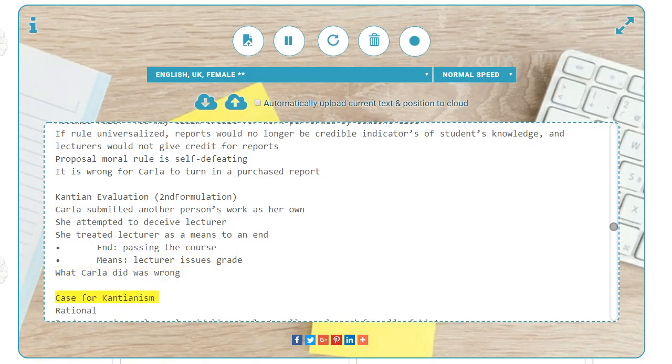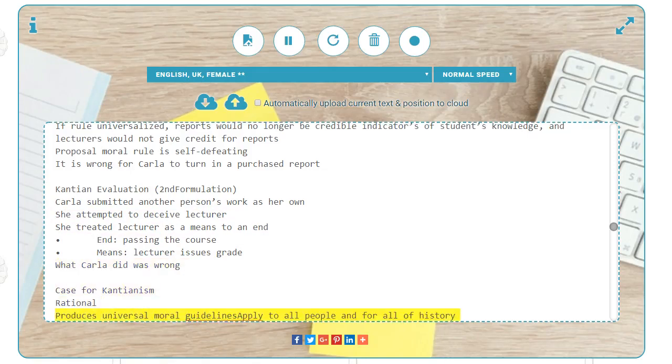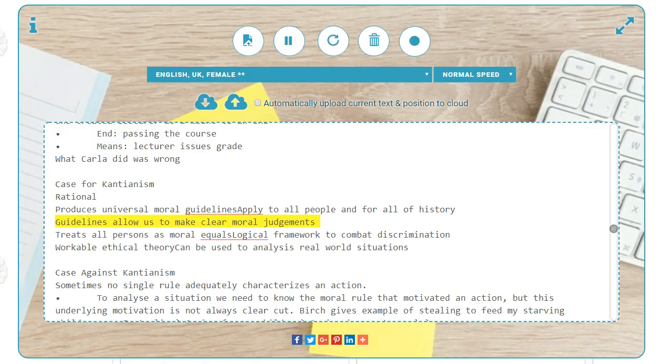The case for Kantianism. It is rational. It produces universal moral guidelines that apply to all people and for all of history. These guidelines allow us to make clear moral judgments. It treats all persons as moral equals, providing a logical framework to combat discrimination. It is a workable ethical theory that can be used to analyze real-world situations.